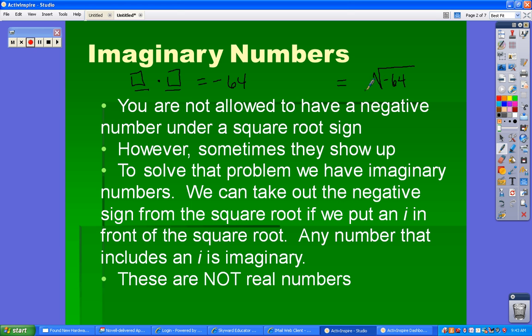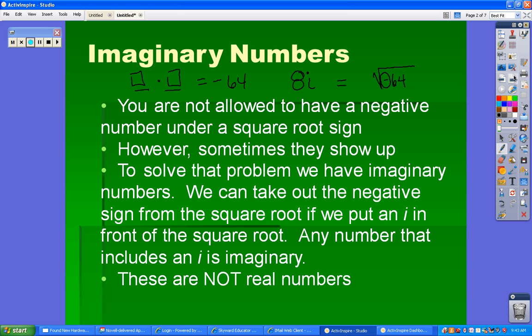We can take out this negative sign because we all know what the square root of 64 is. The square root of 64 is 8. So the thing that is causing us this hiccup is this negative sign. We can take out the negative sign from the square root if we put an i in front of the square root. Basically we just took out this negative, so this is now an imaginary number. This is not a real number. The only thing we're going to do is take out this negative with it. So the square root of negative 64 is actually 8i.